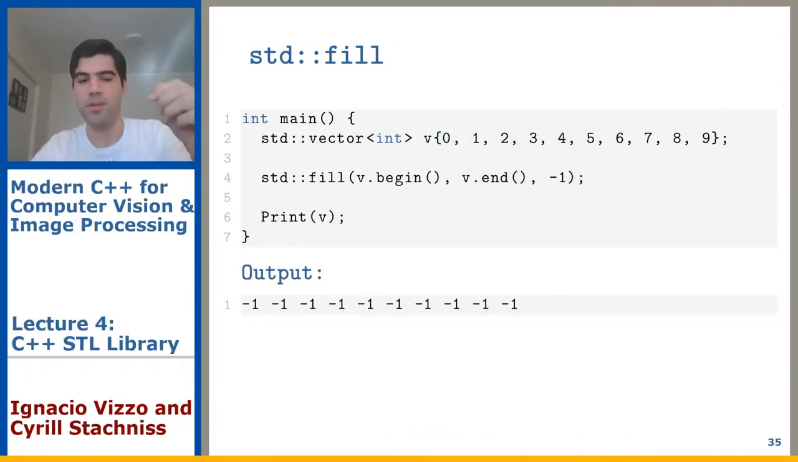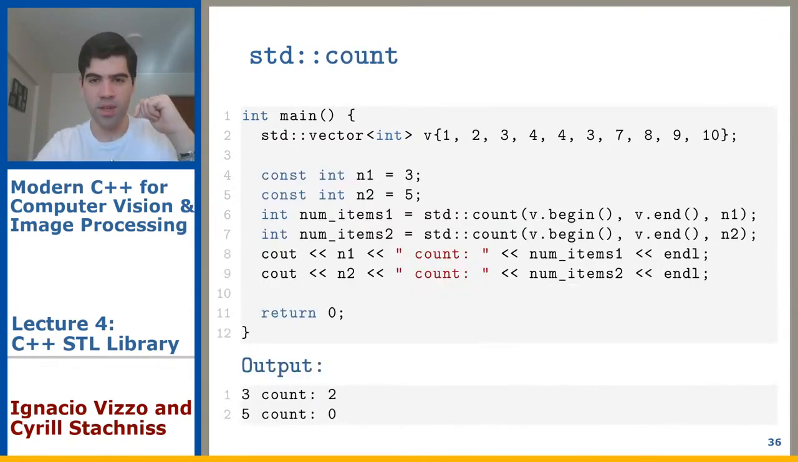Next, fill. Let's pretend that you want to fill this vector with -1, then you just call std::fill, again the beginning of the container, no matter the type, and the end, and then the number you want to use for fill. You try it, you will see this works, it's super fast.